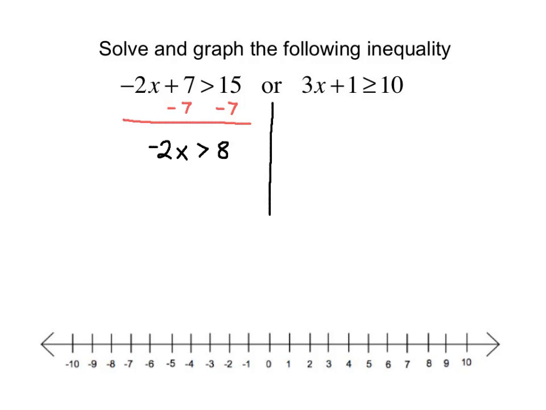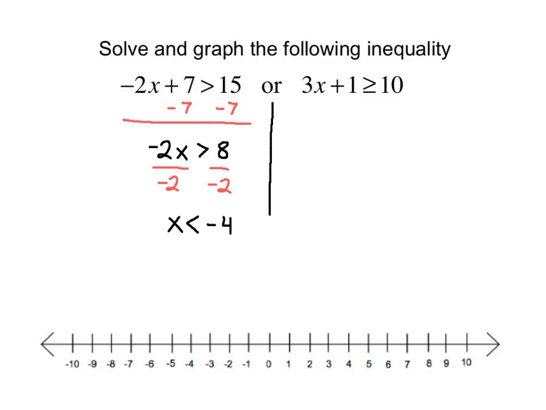So now that the addition's been dealt with, now I can deal with the multiplication by a negative 2. The inverse is division, so I can divide both sides by a negative 2. And I'm left with just x. Since I divided by a negative 2, right, the operation was division by a negative 2 here, I do have to switch the inequality sign to a less than symbol, and 8 divided by negative 2 is negative 4. So there's our first solution.